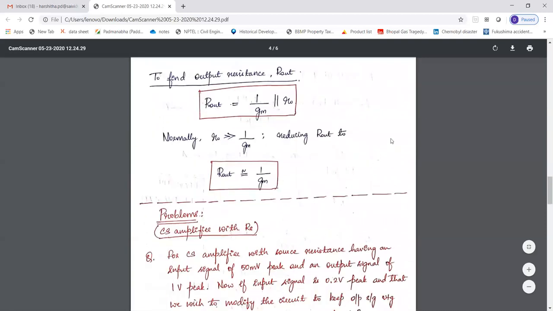So this is about the common drain, otherwise called the source follower amplifier. In the next session, we'll go through the problems from the common source amplifier with source resistance and the source follower amplifier.